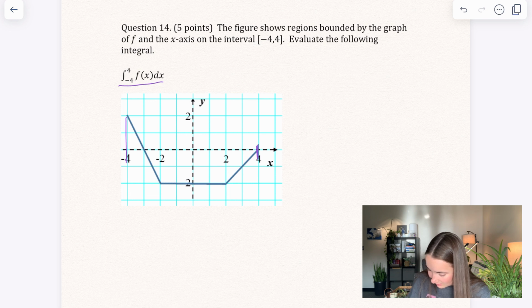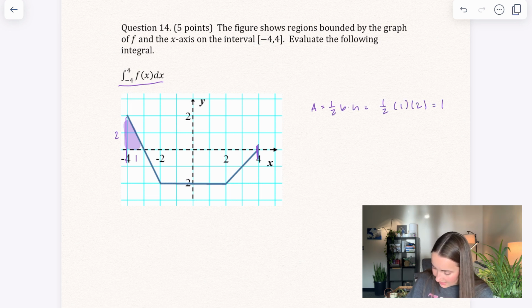First, I can calculate this little guy just by using the area of a triangle. So here we have a width of 1 and a height of 2. So I get area is equal to 1/2 base times height, right? So this first little guy has an area of 1. I can calculate this next area, and it's the exact same triangle, right? But we're below the x-axis, which tells me that this is going to be -1.